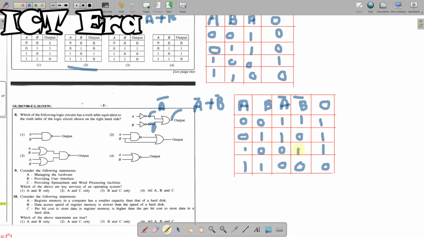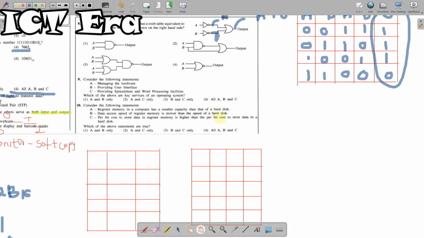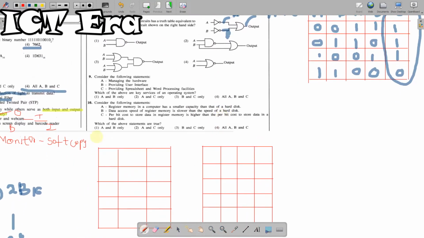So the output of this one should be equal to one of these logic gates. For that we have to draw the logic gates for the following also. Let's see the first one. I will write here the first one. Right.